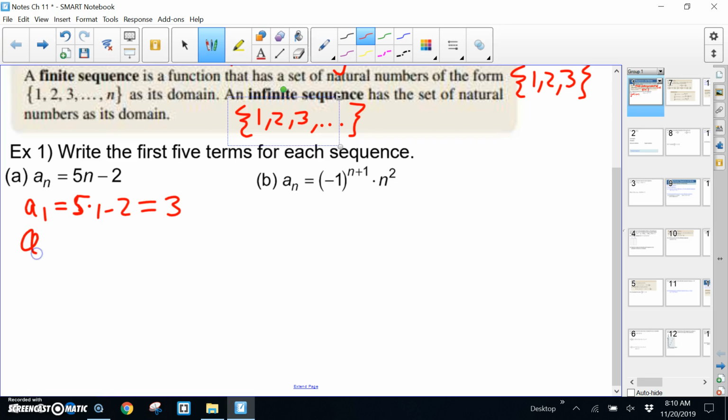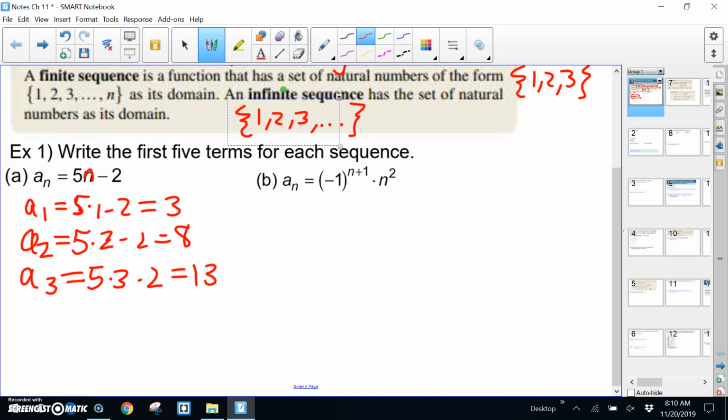And then they want the first 5 terms, so let's find the second term. A2 is going to be 5 times 2 minus 2. Now notice where n is. I'm just plugging in that n number right there. That's going to be 10 minus 2, which is 8. And then we can do A3. A sub 3 is 5 times 3 minus 2. It's 15 minus 2 is 13.